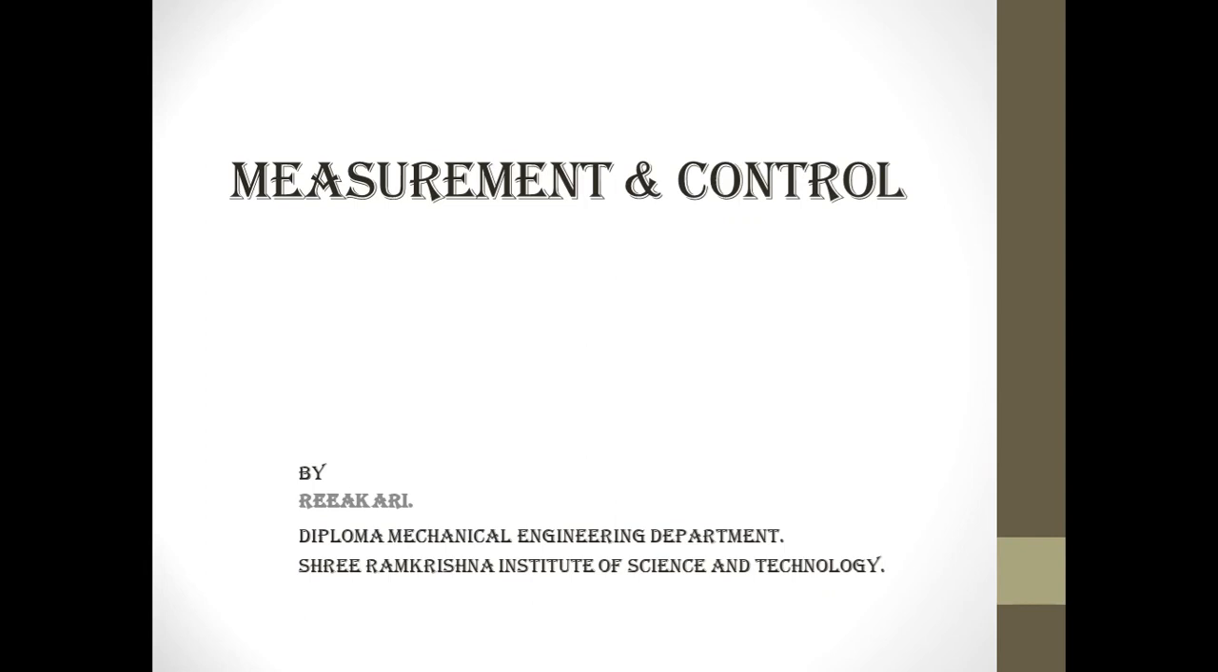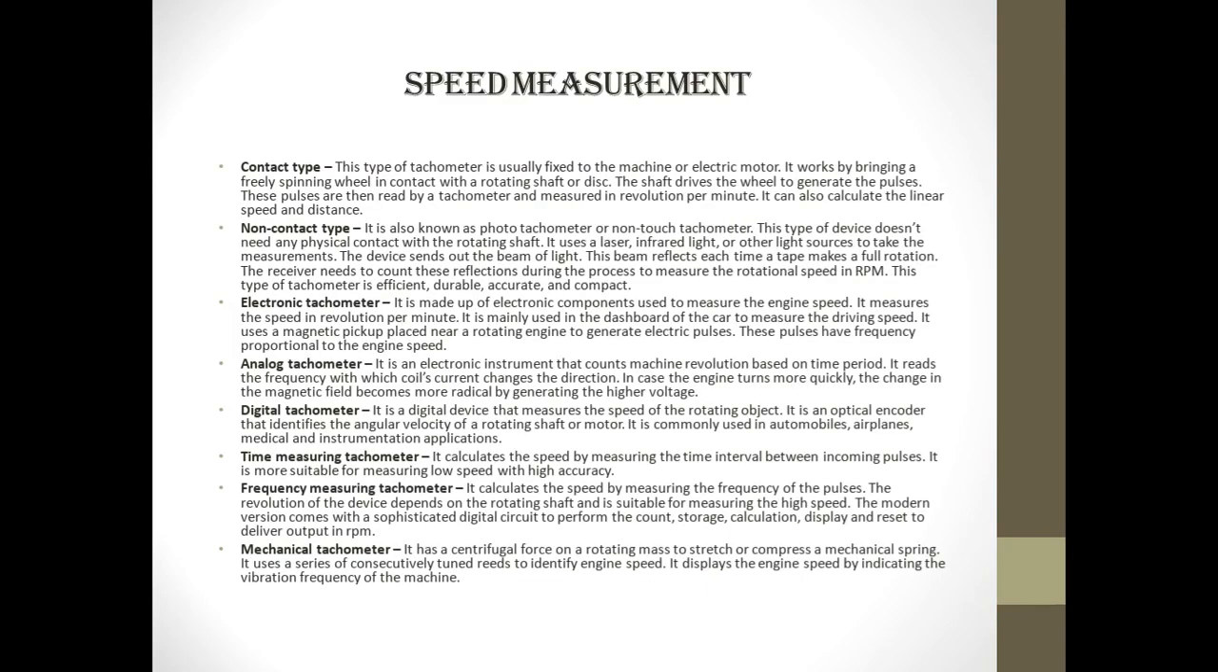The device that we use to measure speed is known as tachometer. Now tachometers are classified into various types. They are as follows: contact type tachometer, non-contact type tachometer, electronic tachometer, analog tachometer, digital tachometer, time measuring tachometer, frequency measuring tachometer, and mechanical tachometers. These are the few definitions of the types of tachometers here. We will discuss these definitions, and we will look into each and every type of tachometers in the later slides.